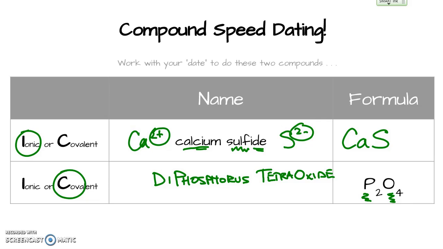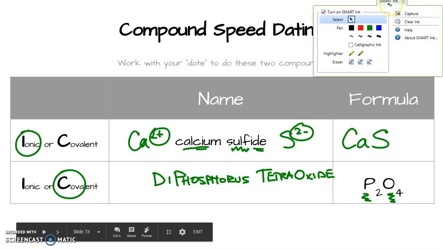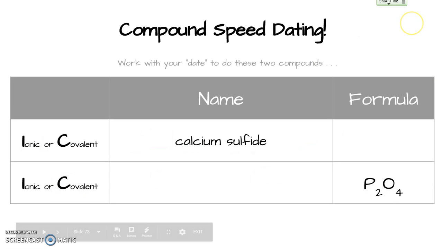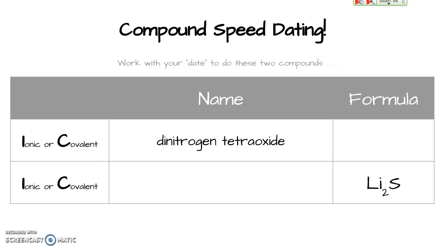Diphosphorus tetraoxide. All right, let's clear this one off. Clear ink. Great. Go forward a slide. Pause the video. All right, come on back. We're looking at this guy.